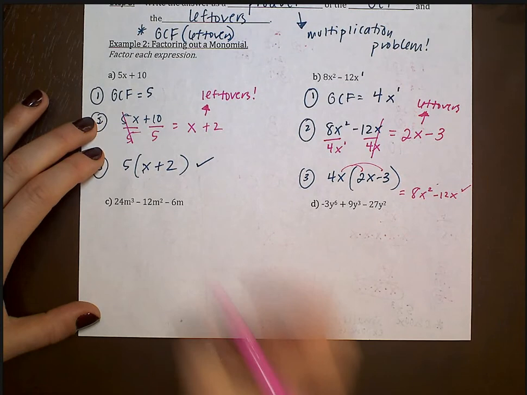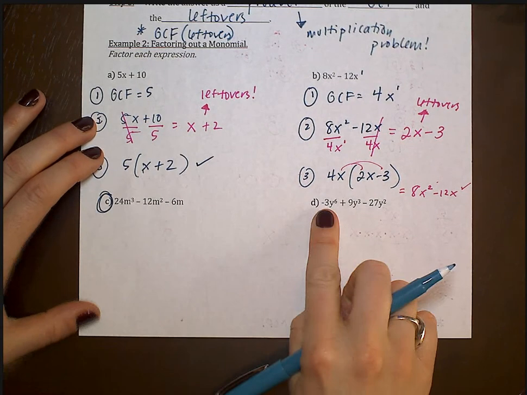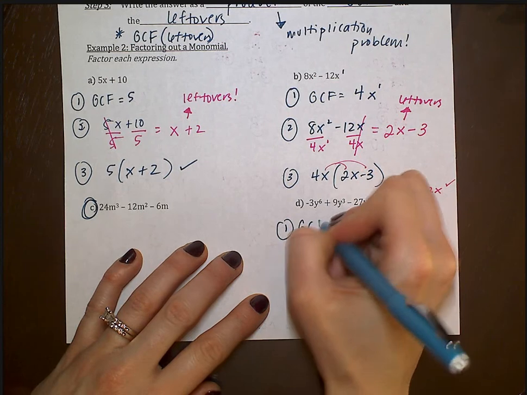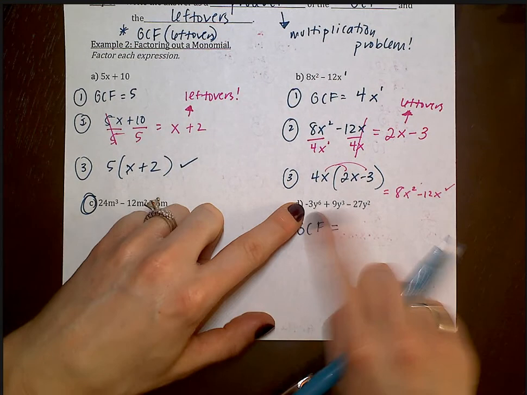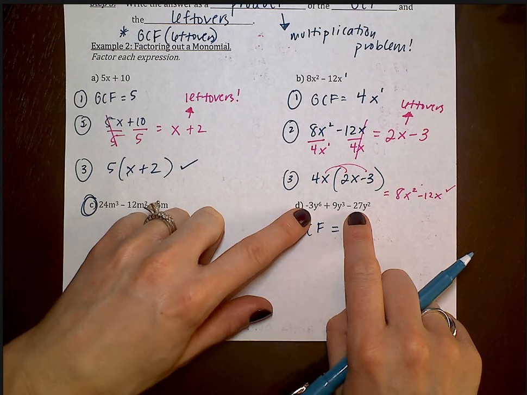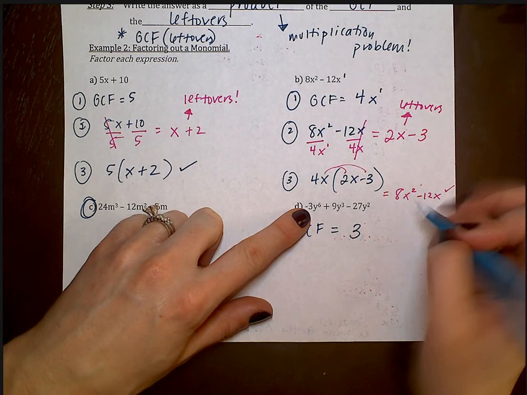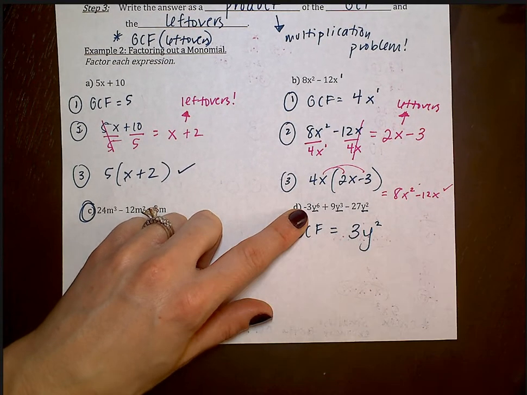Okay, I want you guys to try example C, and then I'm going to do D to finish this off. Step 1, find the GCF. Don't worry about the negatives, they're not all negative, so I'm just going to make the GCF positive. 3, 9, and 27, 3 would be the biggest factor of all those numbers. For the y's, I'm going to use the smallest exponent. They all have at least 2 y's in common.